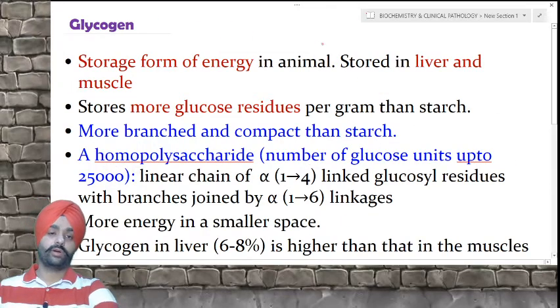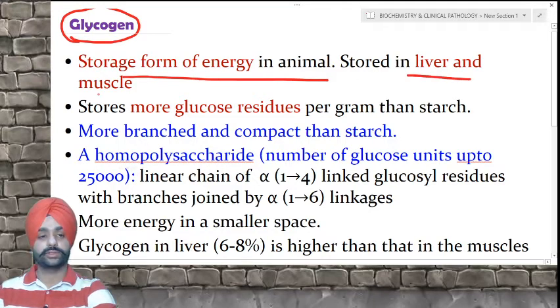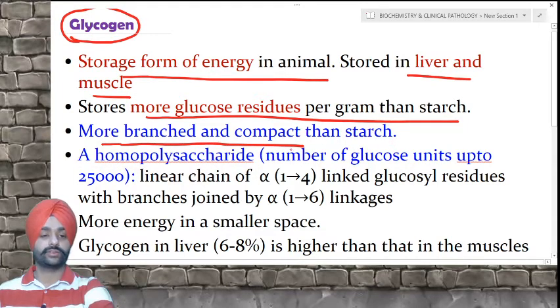Now the storage form of carbohydrate in animals is glycogen. It is a storage form of energy in animals, stored in the liver and muscles. It stores more glucose residues per gram than starch. It is more complex and compact due to excess branching than starch. A homopolysaccharide, the number of glucose units goes up to 25,000.